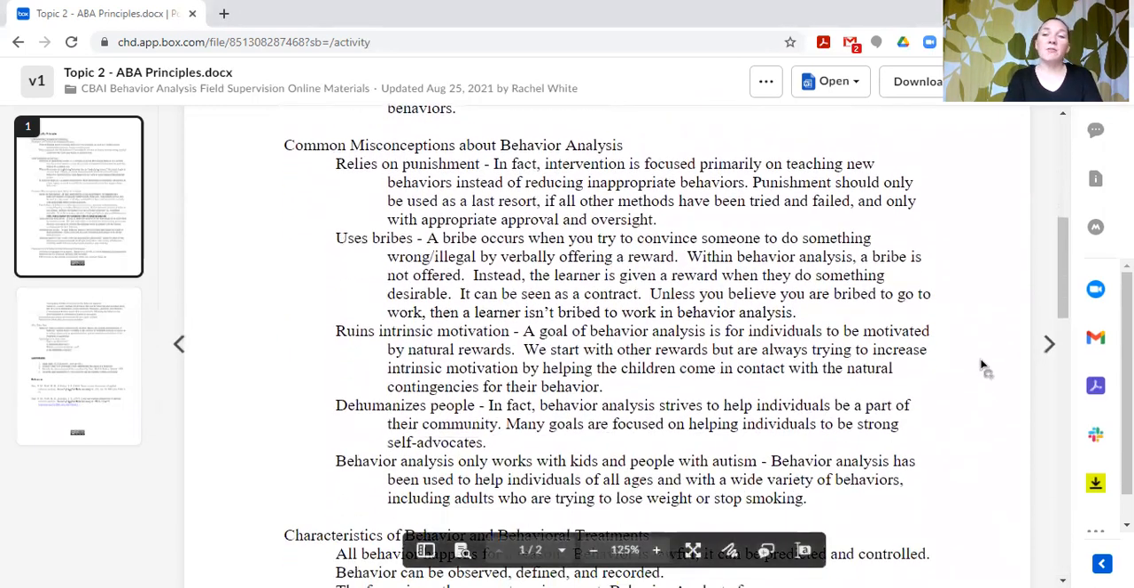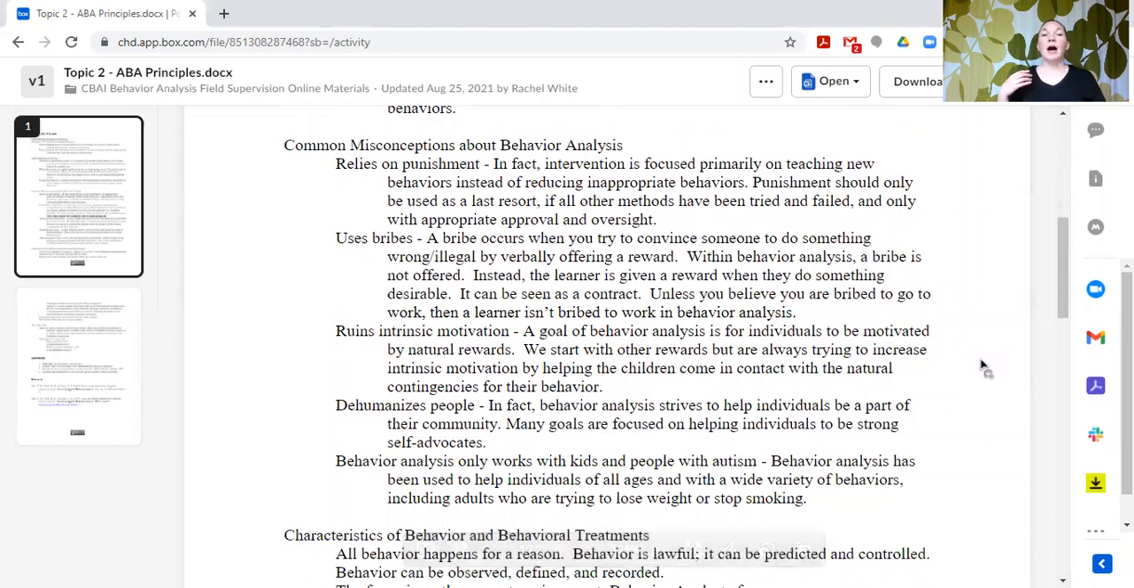One is that behavior analysis relies on punishment. Our ethics code guides us to use positive reinforcement, to use reinforcement strategies, to change behavior in positive ways, to exhaust those efforts before we even consider a punishment as an alternative. So we should not be using punishment unless we have truly exhausted everything. And even then, those should be used with appropriate approval and oversight.